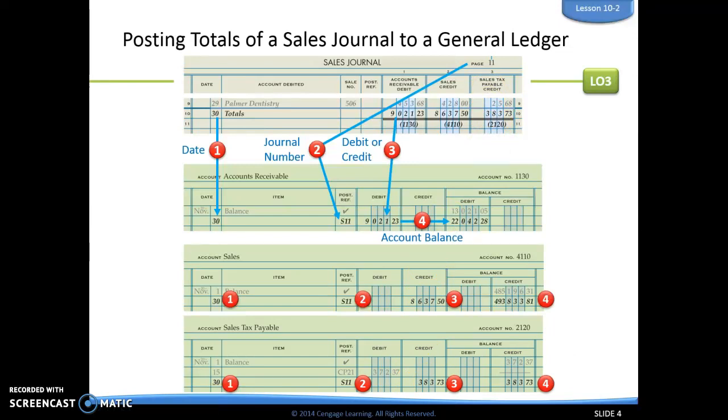Next, we will find the new balances for those accounts. So here we have a debit and a debit, so we add. Here we have a credit and a credit, so we add. And here we have a zero balance and then a credit, so it's simply going to be that new credit. And then that last step is we will take those account numbers and we will put them up underneath our totals, showing that those totals have been posted.